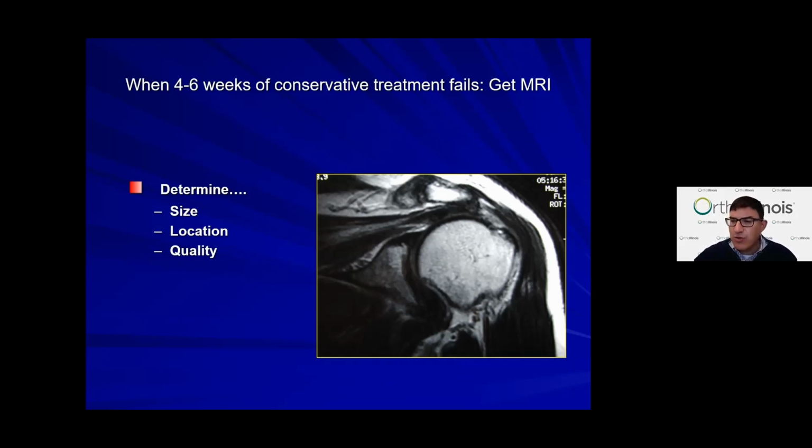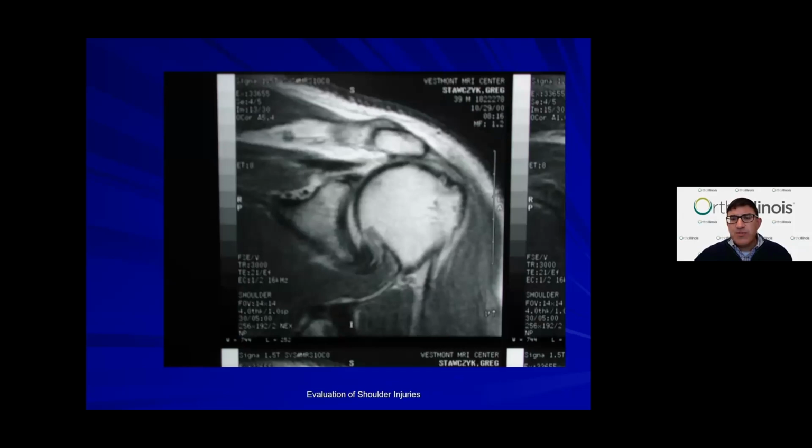The MRI gives us 3 important pieces of information. Number one, it shows us how big the tear is, how big the gap between the tendon and the bone is. It shows us the location of the tear, where it's coming off the greater tuberosity. And it also shows us the quality of the muscle. Sometimes if a patient's had a long-standing rotator cuff tear, the muscle is completely atrophied. In those situations, fixing the rotator cuff may actually not help them at all because the muscle is no longer functioning properly.